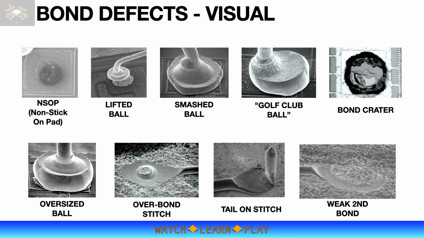This is a manifestation of a weak first bond. Several factors may contribute to NSOP and lifted ball problems, such as bond parameters not optimized, worn out capillary, transducer clamp screw, or transducer not being calibrated properly. It is also possible that lead frame or substrate did not sit properly on the pivots, causing vibration during bonding process. Bond pad contamination like silicon dust on bond pad or even deep probe mark and bond pad corrosion is a possibility.